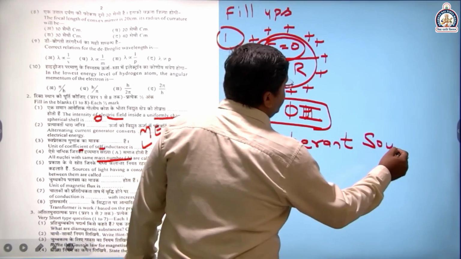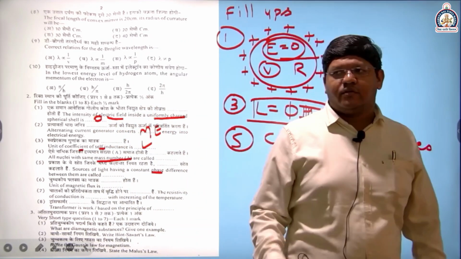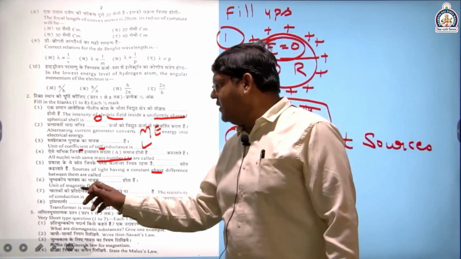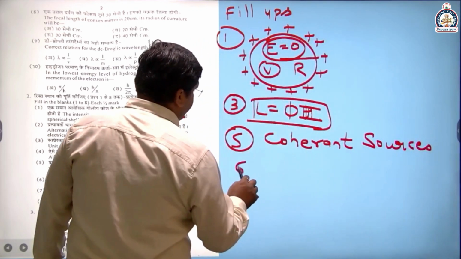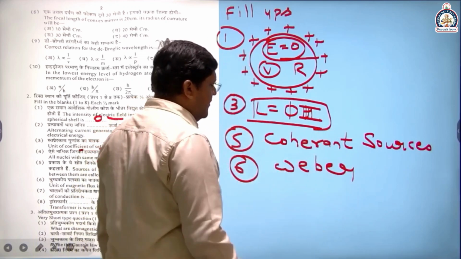When you discussed the topic of interference, you might have observed that for interference the sources must be coherent sources. Sixth question, unit of magnetic flux is Weber. So the answer for sixth is Weber. Flux is always measured in Weber.